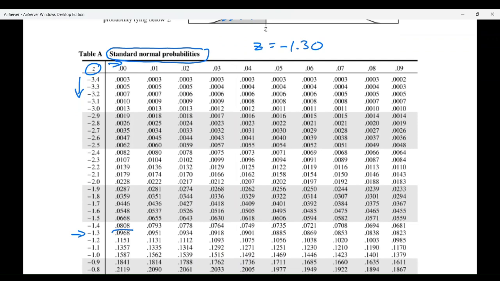So this is my value. And that is our answer. We're looking for the area to the left. That is the area to the left of negative 1.3, which is 0.0968.